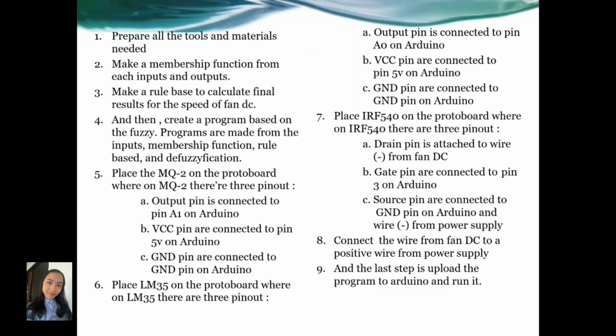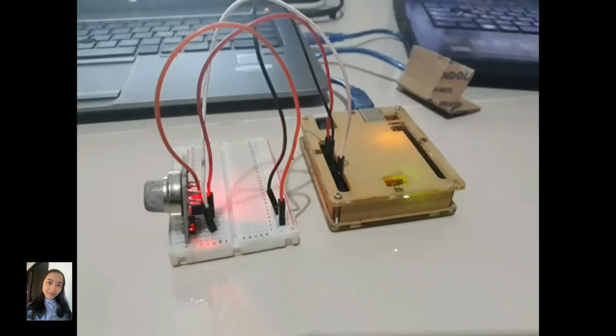Fifth, place the MQ2 on the protoboard, where on the MQ2 there are 3 pinouts. The output pin is connected to pin A1 on Arduino. The VCC pin is connected to pin 5V on Arduino. The ground pin is connected to the ground pin on Arduino.